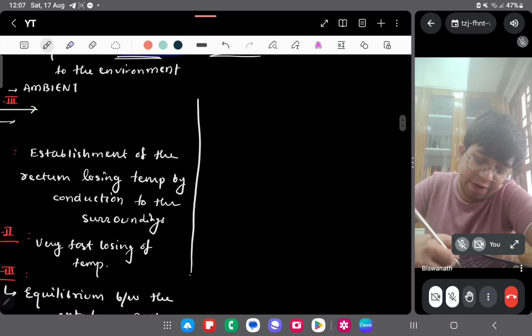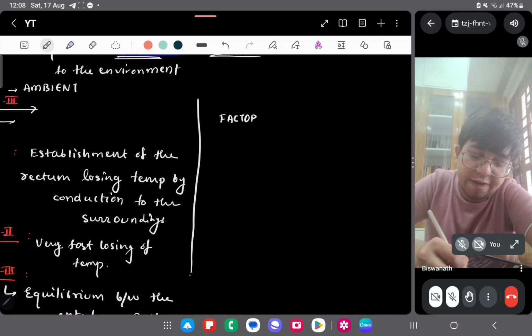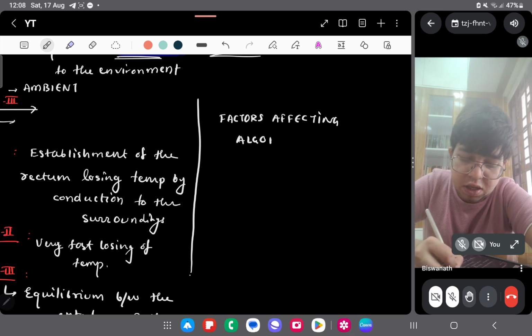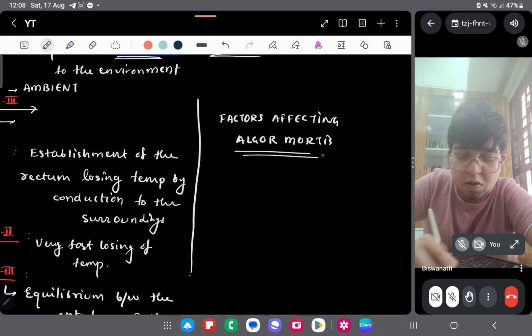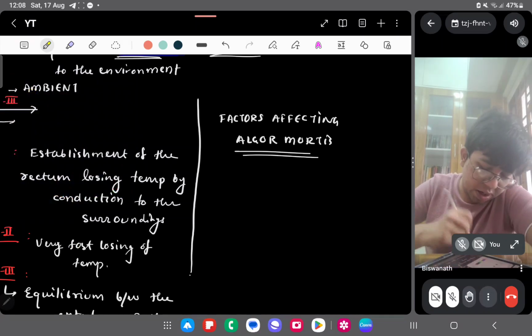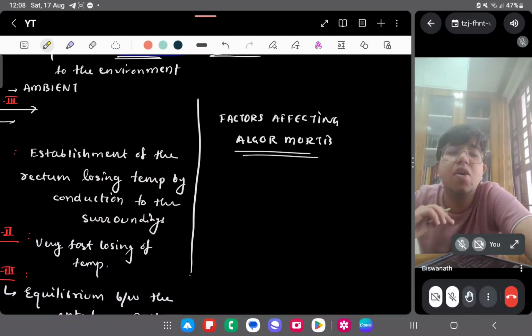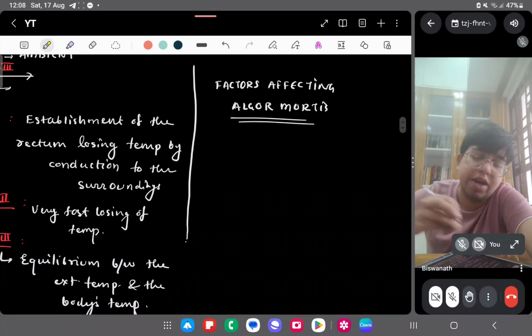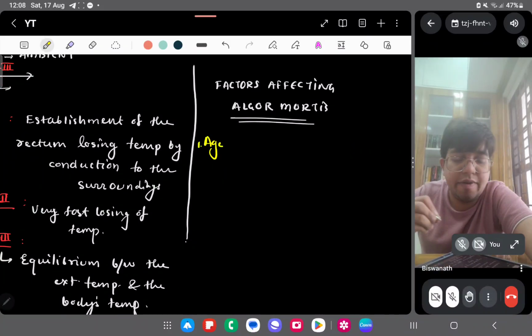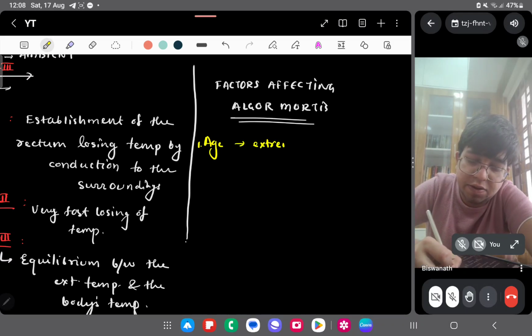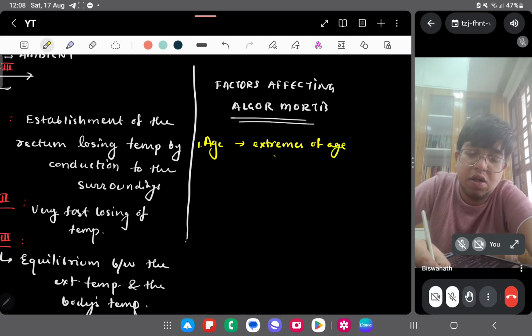Let's talk about the factors affecting algor mortis a little. So we have some factors which are affecting algor mortis: age, build, contour, and then clothing. You can say environmental factors may affect. Age is one of the factors. Remember, extremes of age cool faster.